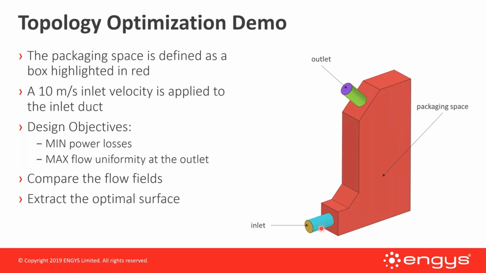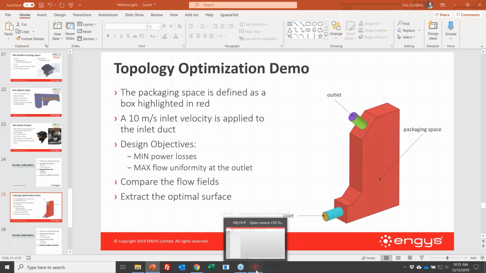For this case, I'd like to do a multi-objective where I minimize power losses and maximize flow uniformity at the outlet. We want to be able to compare the flow fields, and we also want to be able to extract the optimal surface. All right, so let me dive into that and start here.